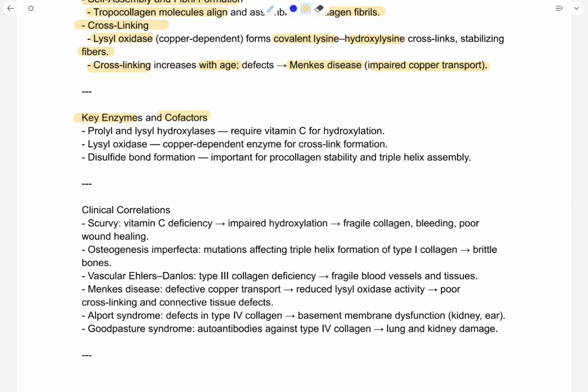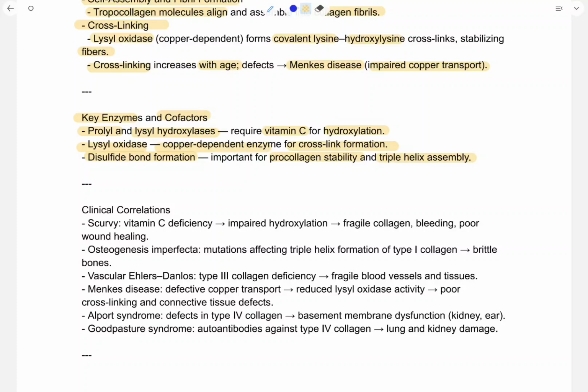Key enzymes and cofactors. Prolyl and lysyl hydroxylases are enzymes that require vitamin C for hydroxylation. Lysyl oxidase is a copper-dependent enzyme for cross-link formation. Disulfide bond formation is important for procollagen stability and triple helix assembly.